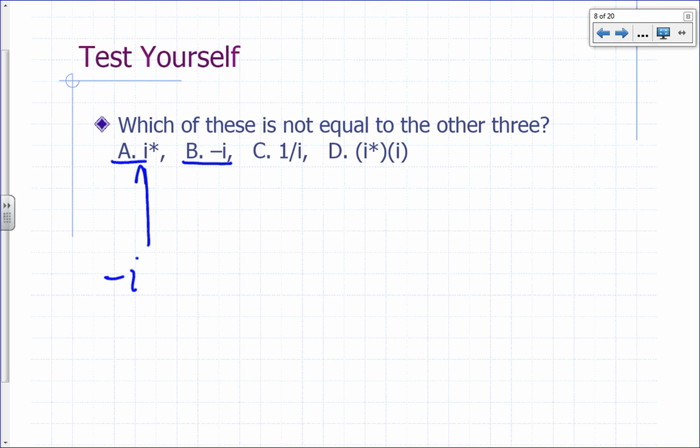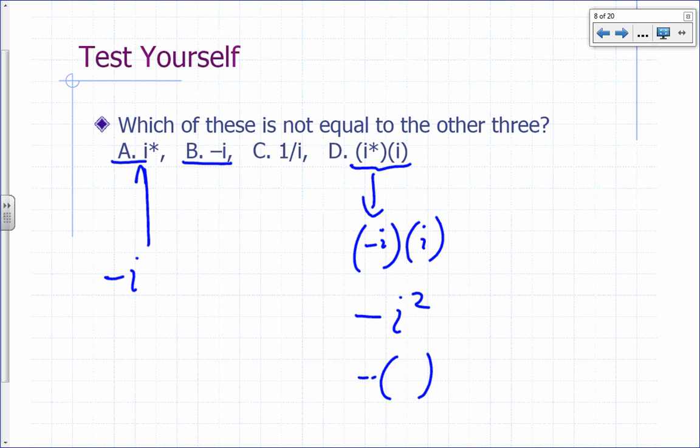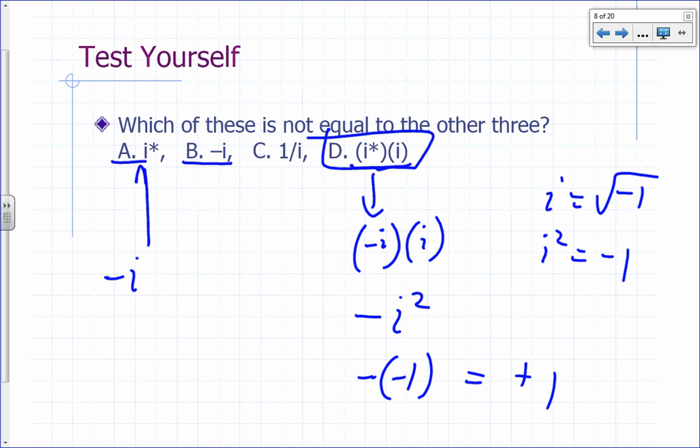What about 1 over i? Let's try B first, that's easier. What's i star times i? i star is negative i, right? And that's i. So what's negative i times i? Negative i squared. What is i squared? i is the square root of negative 1, so i squared is negative 1. So negative of negative 1, so D is not like A and B, so it's got to be D, right? So this is the one that's different. This is equal to 1, right? What is 1 over i?